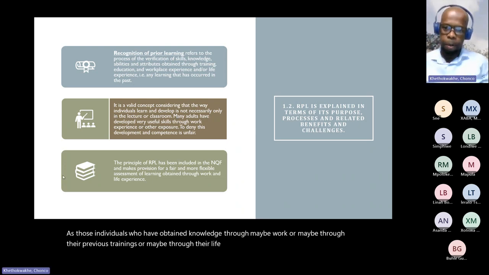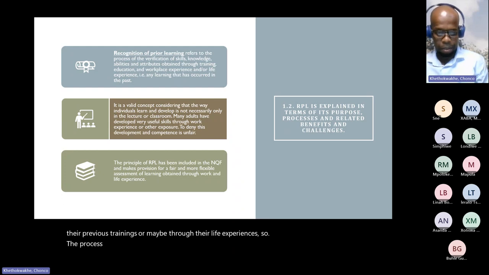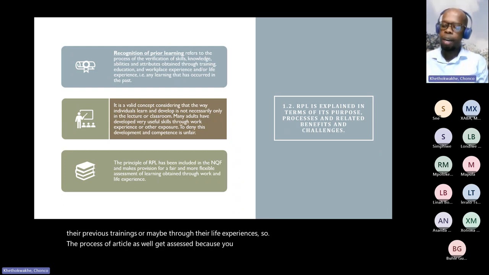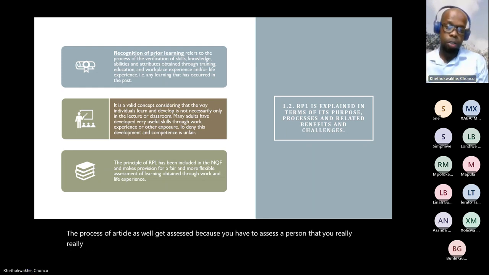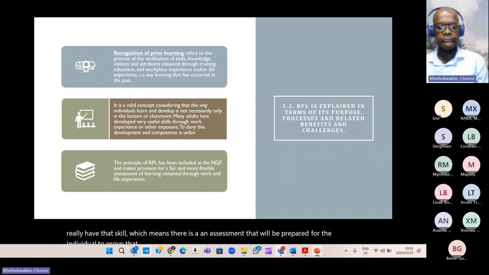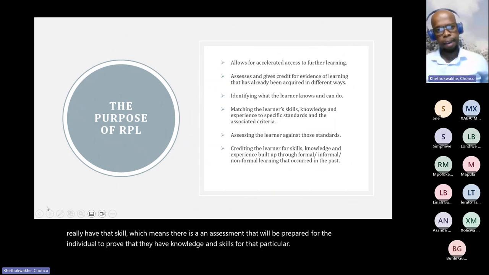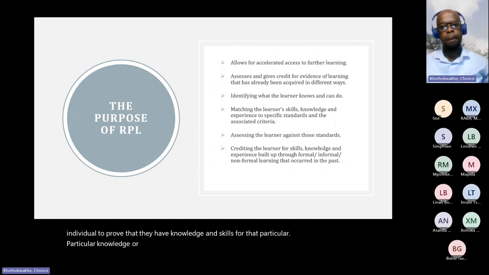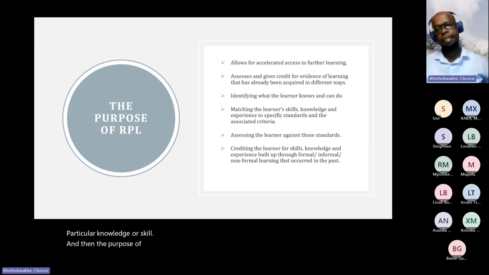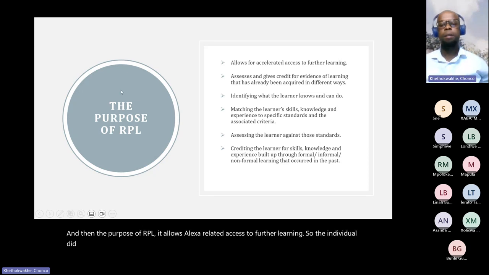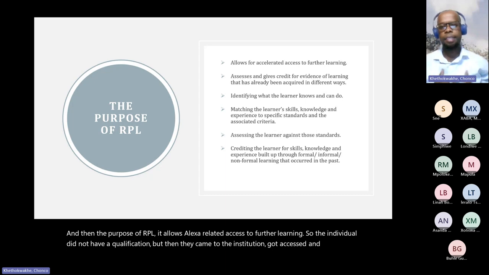So the process of RPL as well gets assessed, because you have to assess a person to confirm that they really have that skill, which means there is an assessment that will be prepared for the individual to prove that they have knowledge and skill for that particular knowledge or skill. And then the purpose of RPL, it allows accelerated access to further learning. So the individual did not have a qualification, but then they came to the institution, got access, and they passed the assessment and they get a certificate.